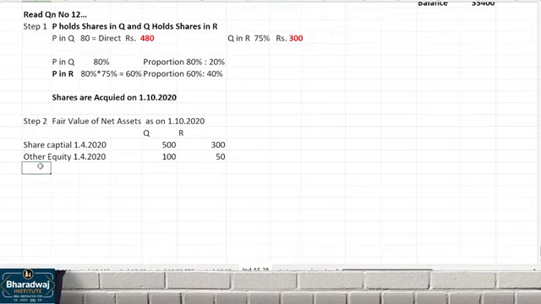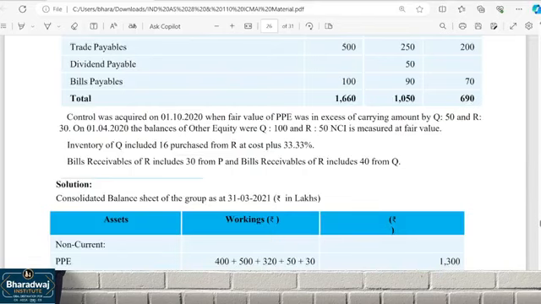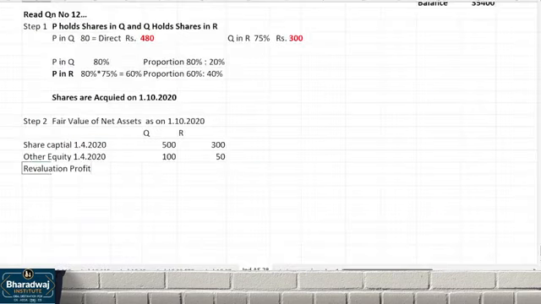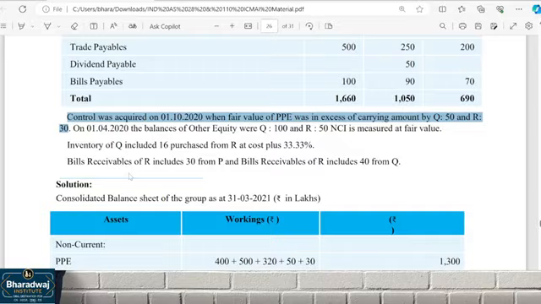Next, revaluation. See, they have given: fair value of the plant and machinery is in excess of carrying amount by what? 50 and 30 they have given. What is the meaning? Fair value is 50 more and 30 more. That is upward revaluation. They say fair value is more, fair value is extra over book value. What is extra? 50 and 30.